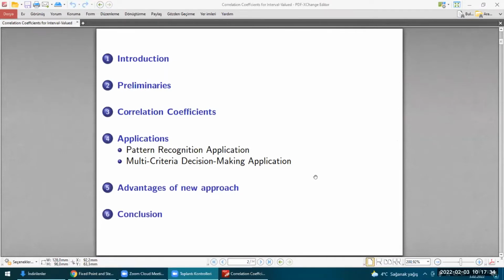There are six sections. One section will be the introduction, where the literature will be given. The preliminaries section, where I give you definitions and theorems. Correlation coefficient is my procedure, method and application, the advantage of the new approach, and conclusion.